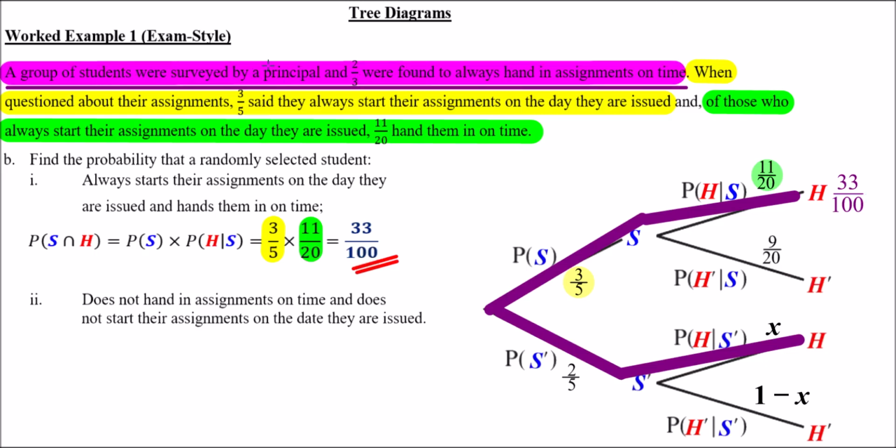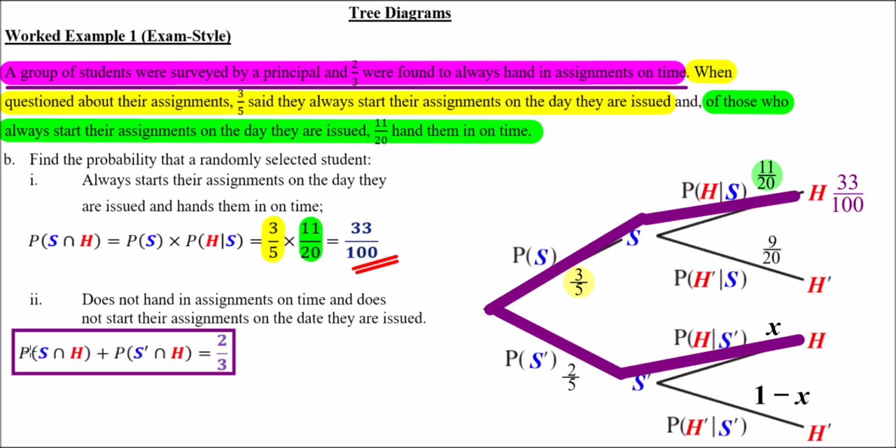Just returning to this same point, a group of students were surveyed and 2/3 were found to always hand in assignments on time. So essentially, this branch here, plus the probability of this other purple branch, needs to add up to 2/3. So in probability notation, P(S intersect H), plus the probability of not starting on time, but still handing in on time, this one here, needs to total 2/3. So filling in the information we know from B part 1, that P(S intersect H) is 33/100, we can add this in as well.